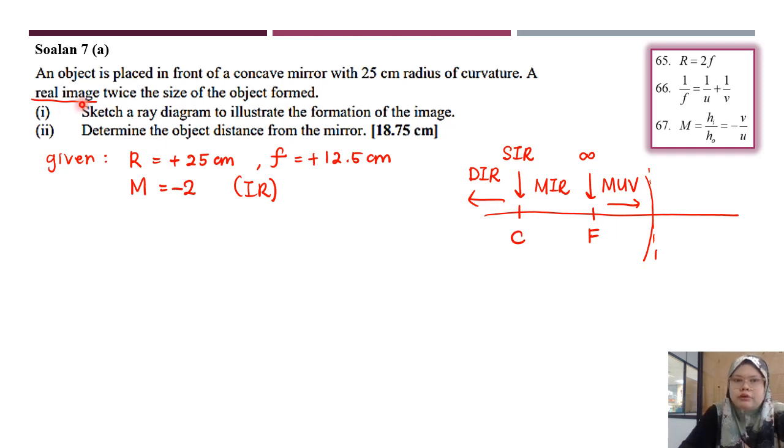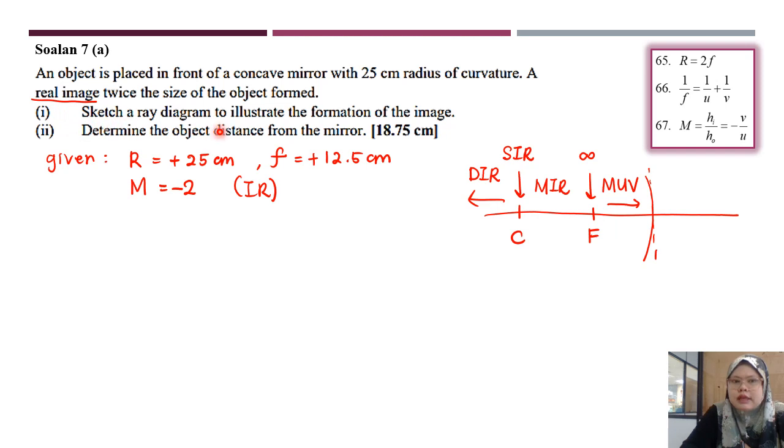Okay, so now untuk you punya soalan, untuk soalan you, image yang terhasil adalah image yang real. Okey, bila image yang real ada 3 position. Okey, yang more than C, at C, or between C and F. Okay, so antara 3 ni. And then the size of the object is twice, meaning that magnified. So bila magnified, okay, so the position of the object is between C and F.